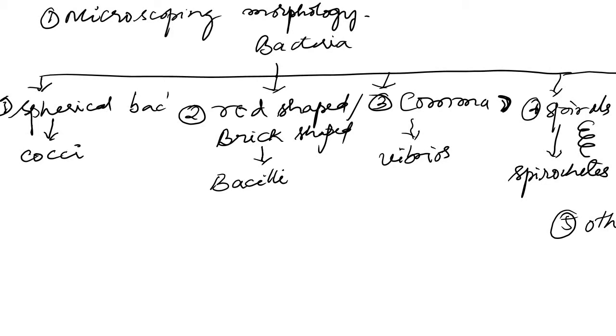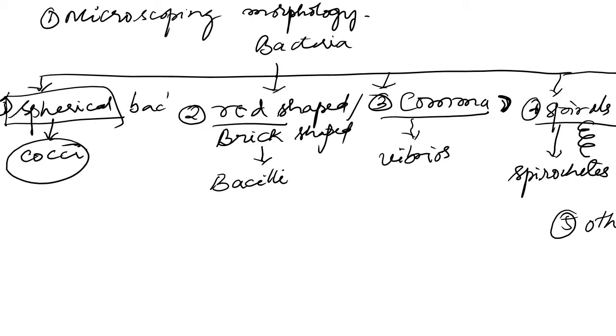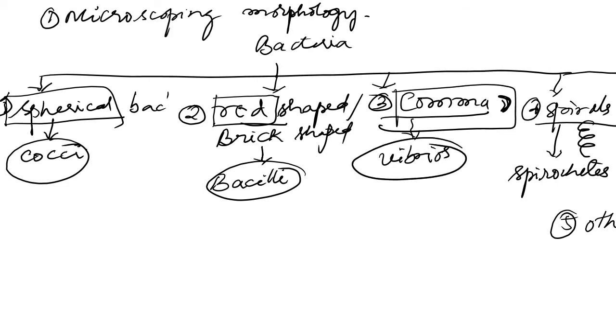Basically, what I want you to stress on is that in the microscopic morphology there are basically four types of bacteria. They are either spherical in shape, or rods or brick shaped, or comma shaped, or spirals or spring like. The spherical ones are referred to as cocci, the rod shaped as bacilli, the comma shaped as vibrios, and the spirals or spring shaped as spirochetes. I hope this is clear.